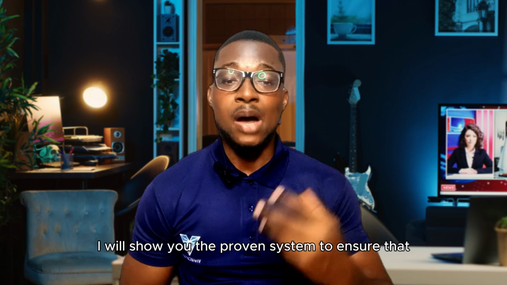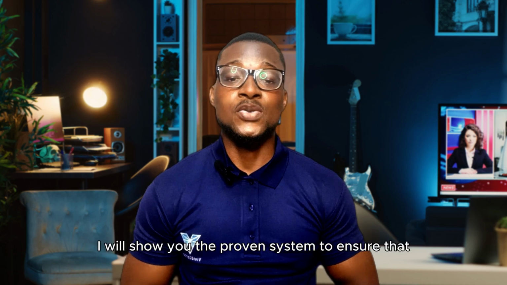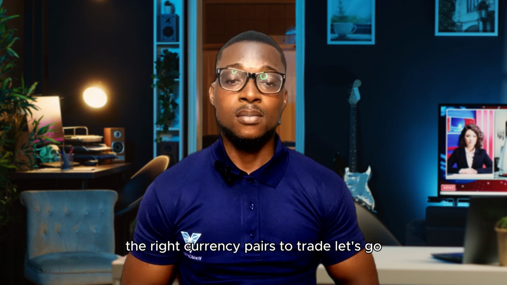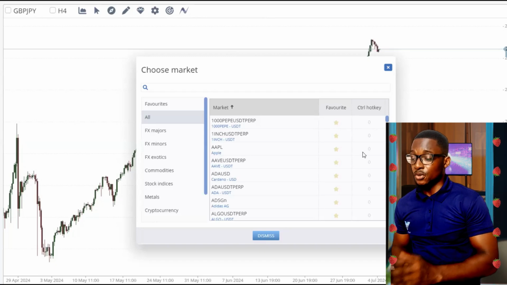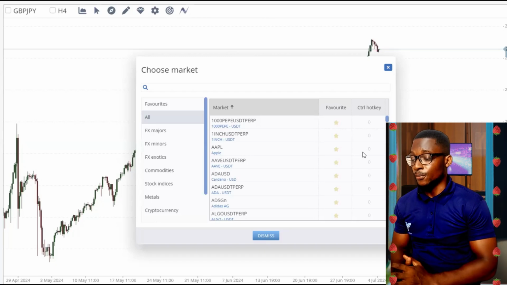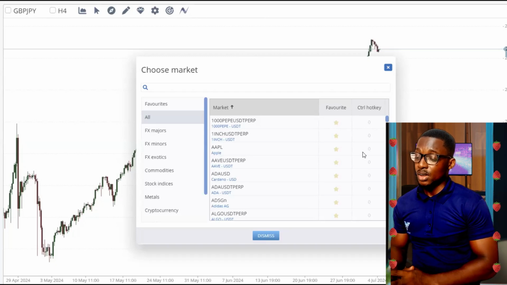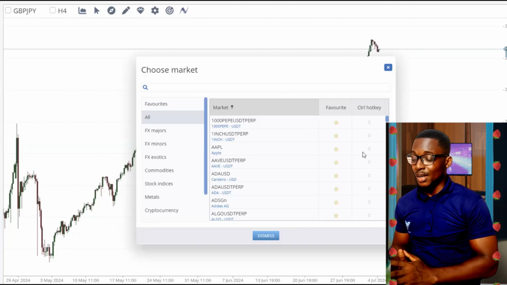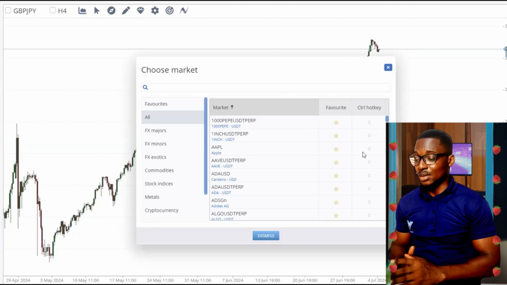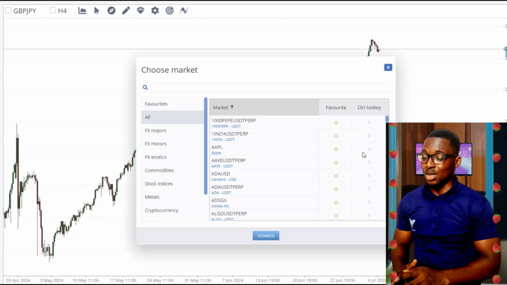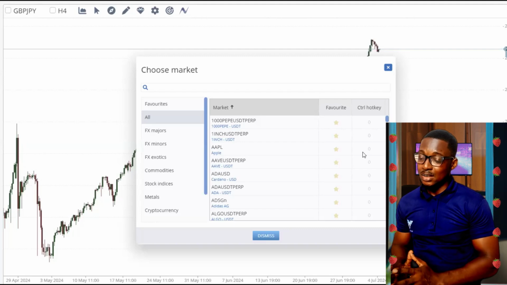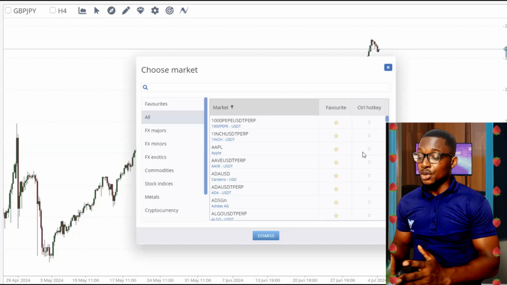And now, I will show you the proven system to ensure that you are correctly choosing the right currency pair to trade. Let's go. So one of the major problems a lot of traders face is choosing the right currency pair to trade. A lot of new guys come into trading and they start to trade random pairs at the same time, and this is very disastrous. So you do not want to trade a random market every single time you want to trade. You need to trade a carefully selected market or currency pair when you want to trade.